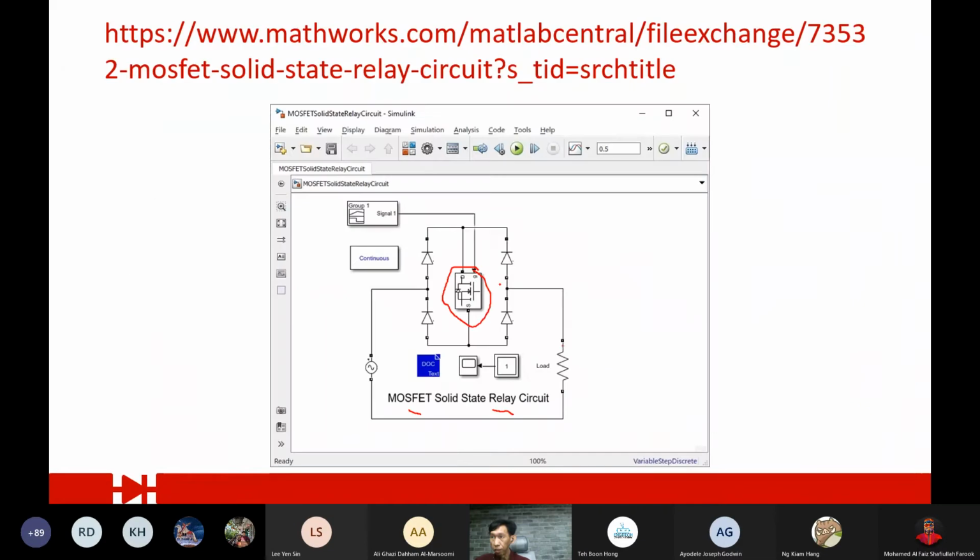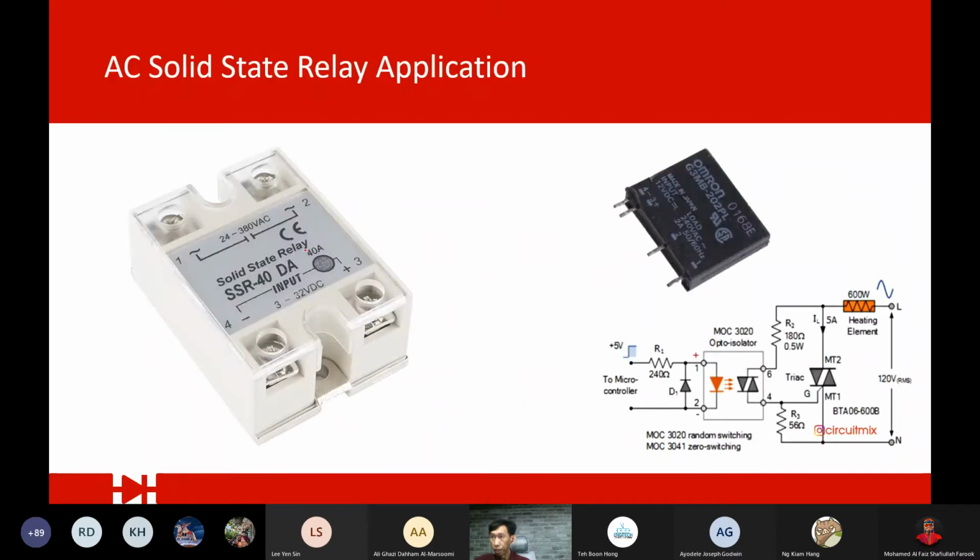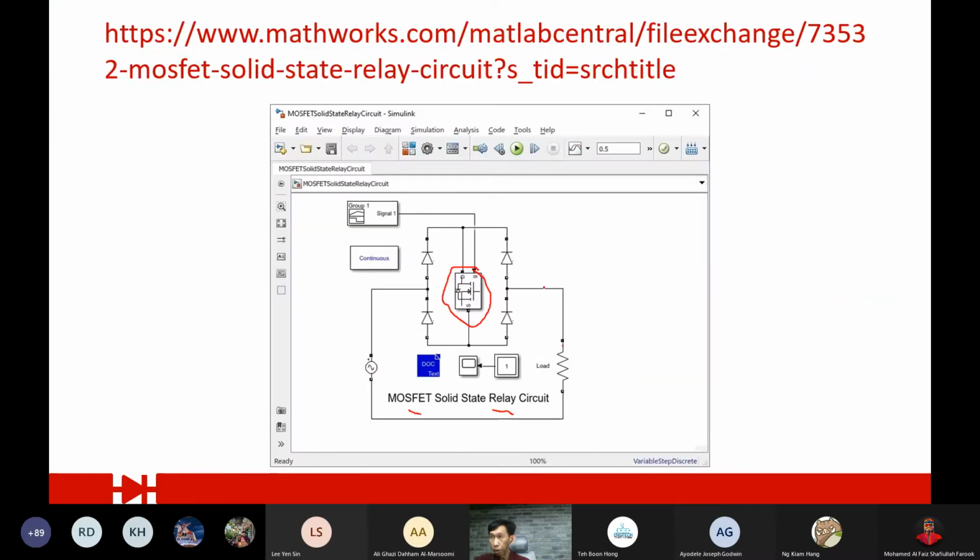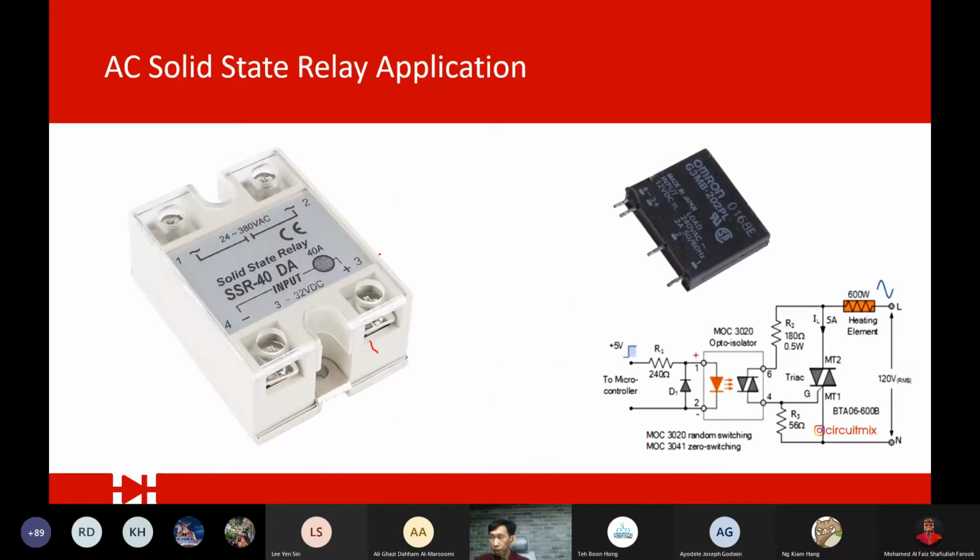This is a solid state relay, how it looks like. You can see the solid state relay, it's 2 in, 2 out. Some look something like that, some look something like that. In normal applications they also use a thyristor. Again, this is also for high power applications, solid state relay. There's also the AC controller, it's part of the AC controller.